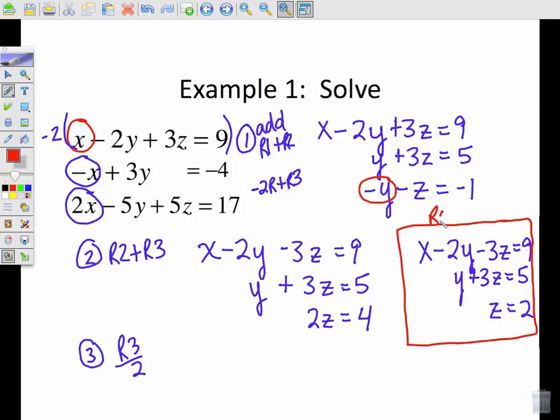You want to get it into what's called row echelon. And if you can do that, then you can use back substitution to get your final answer. And we already had done that from the steps above. We know that our answer is 1, negative 1, 2. All right, that's the process of row echelon.